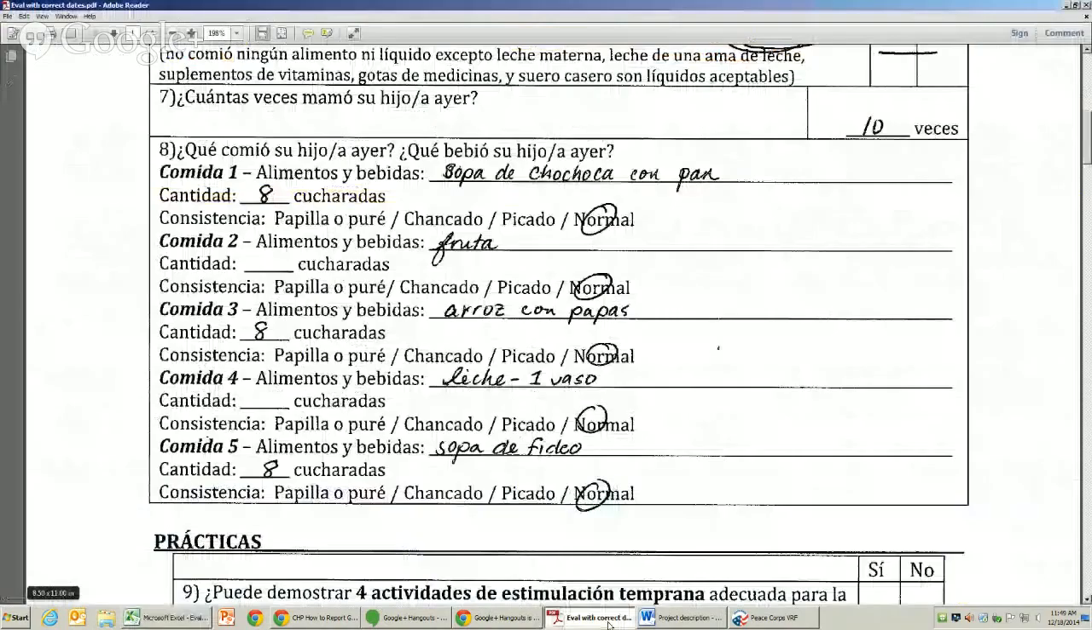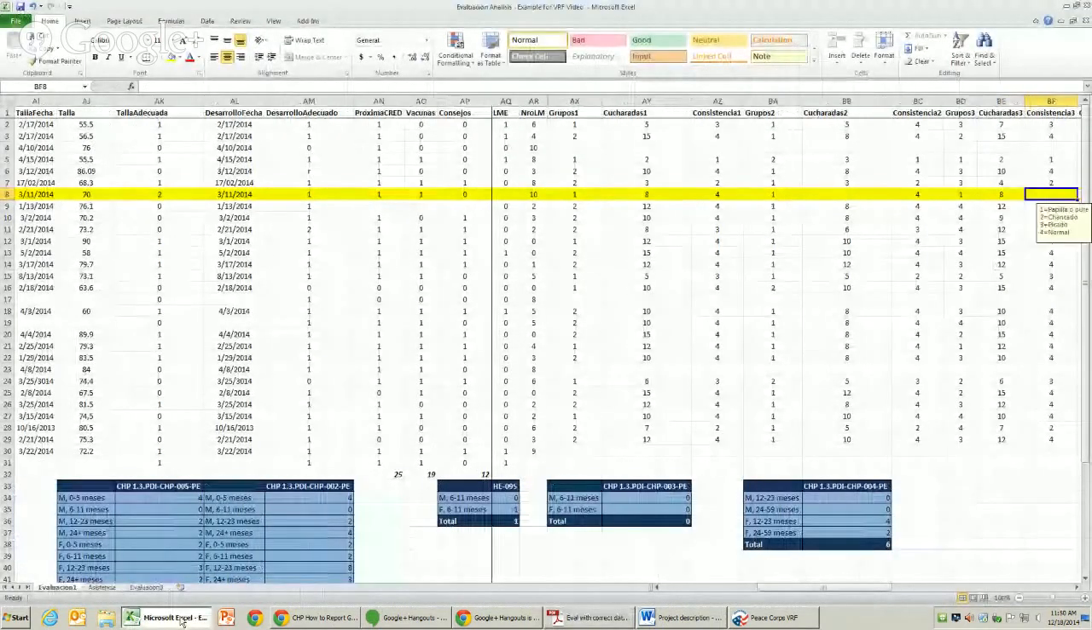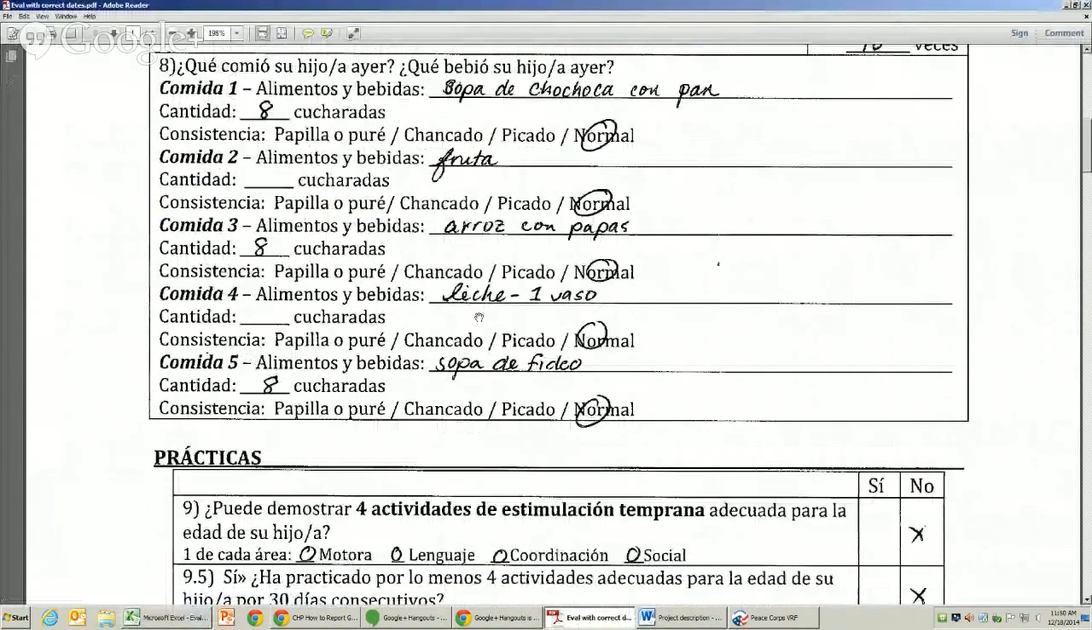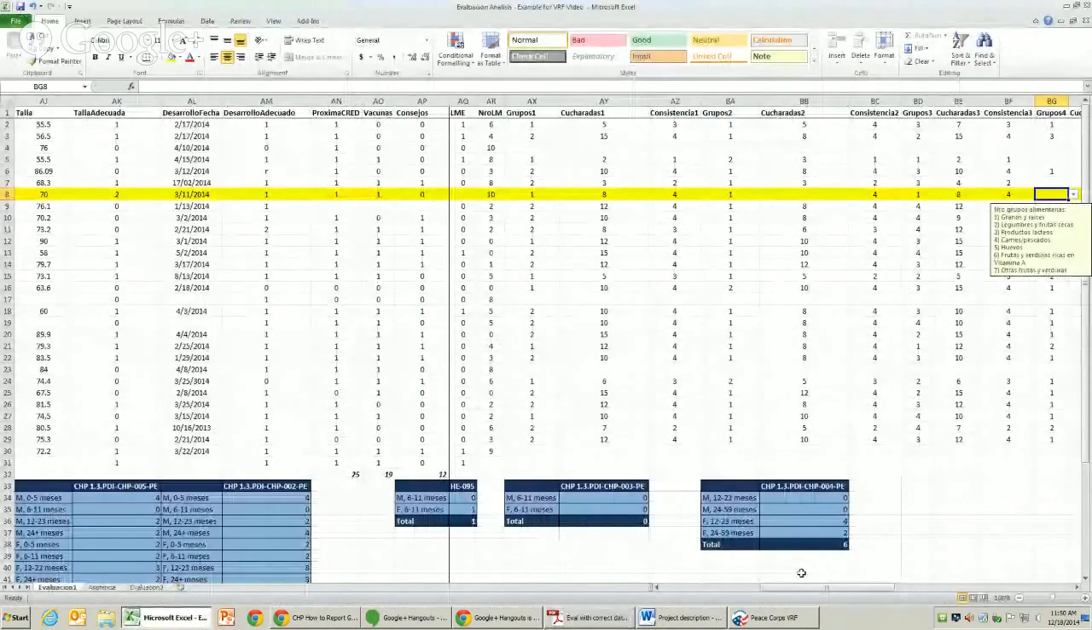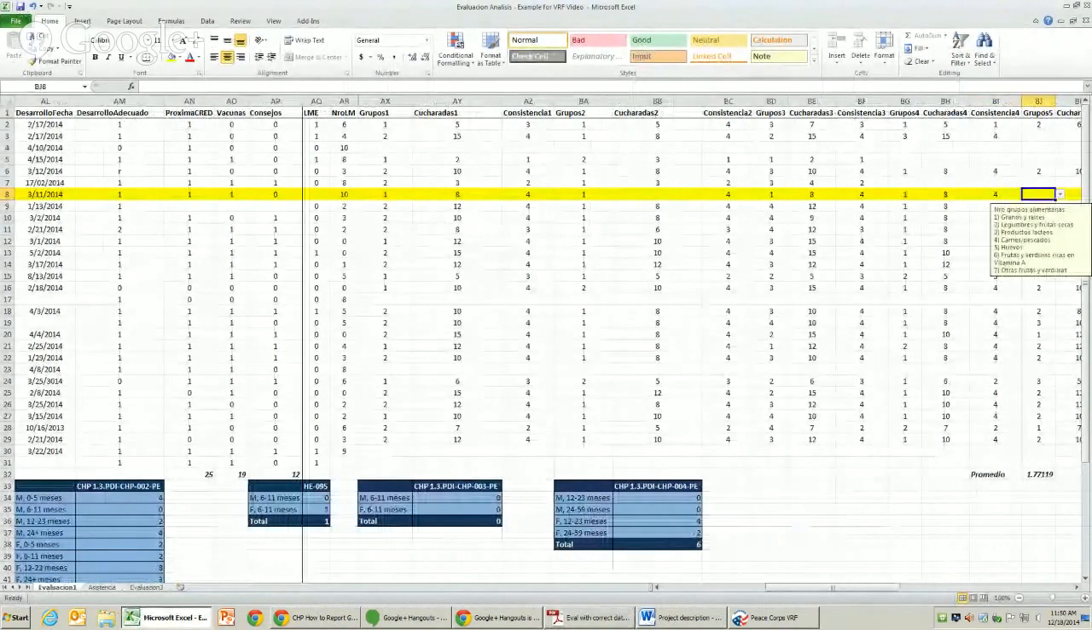The third food of the day, arroz con papas, are the same group, 8 cucharadas, and normal consistency. So 1 group, 8 cucharadas, normal consistency. The fourth meal of the day was milk, 1 glass. So we can estimate that's maybe also 8 or so cucharadas. You could measure it out with some water if you wanted to. I'm going to guess here that it's probably about 8. And the consistency was normal.